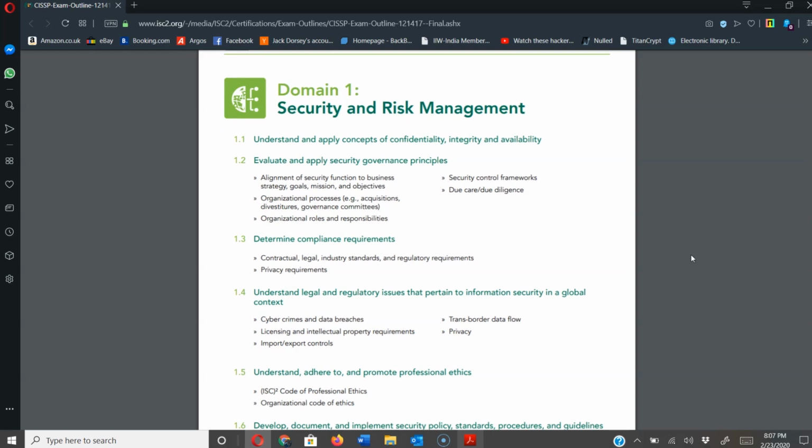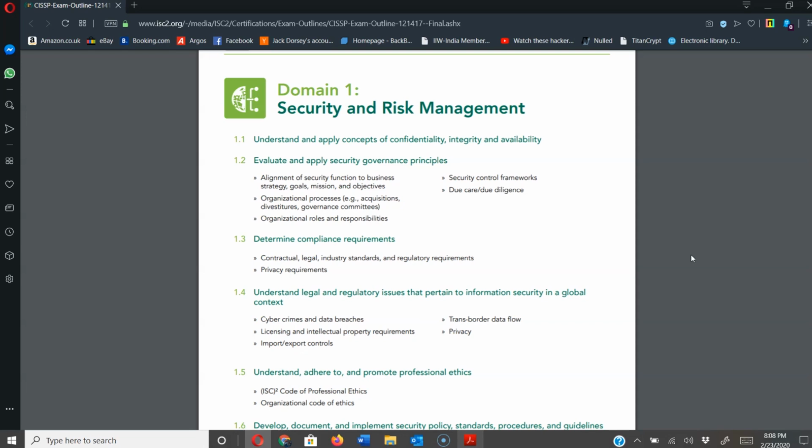Next, evaluate and apply security governance principles. So we have to understand what governance is. Governance is basically having an overlying architectural security policy that can be integrated with an enterprise architecture, and thus having your security policy in alignment with the business goals and objectives. Security should never become a hindrance for a business. Security should always be a supporting feature which allows the business to be executed in a secure manner.